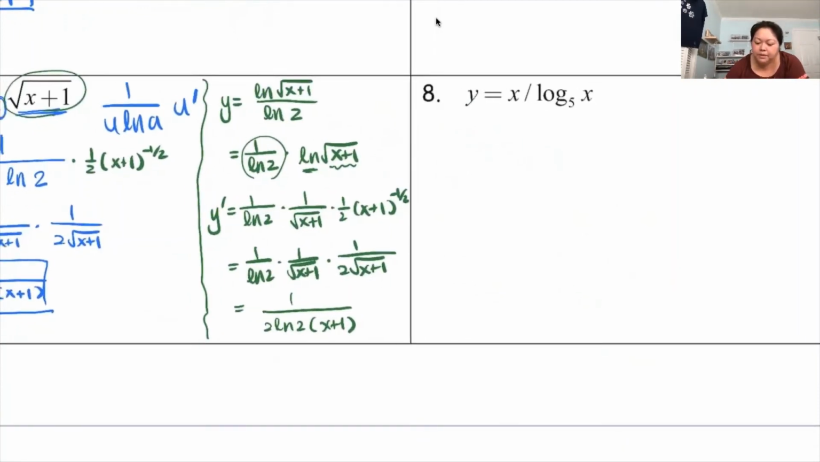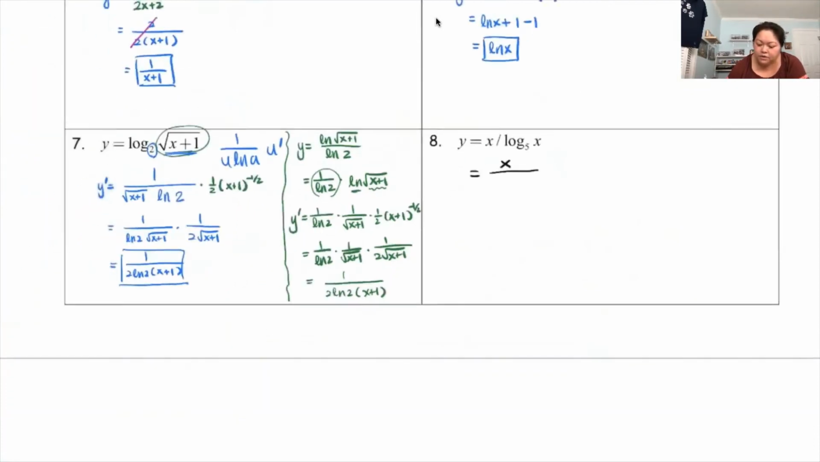So next, problem number 8, you have really, this is a quotient, right? It is a quotient because at the top you have a variable, it's x. So x times, oops, excuse me.